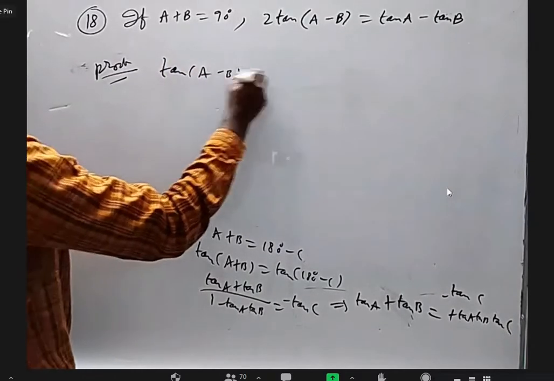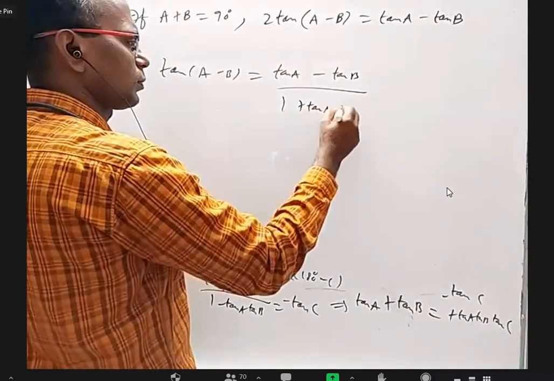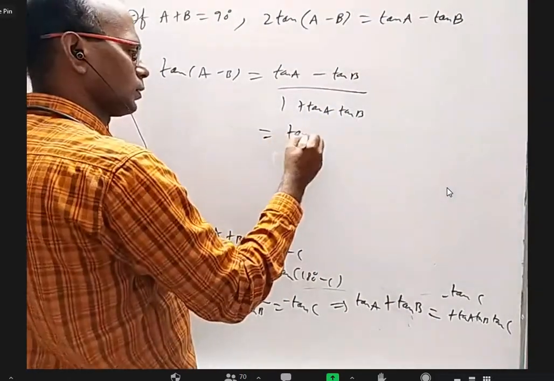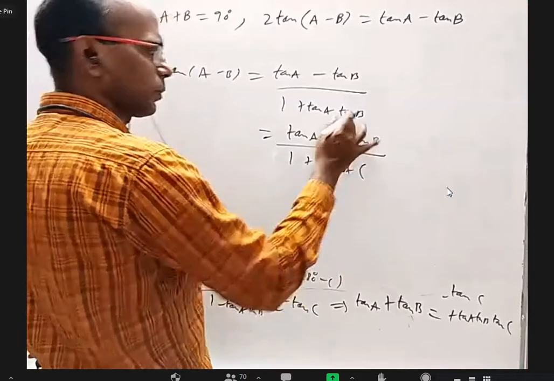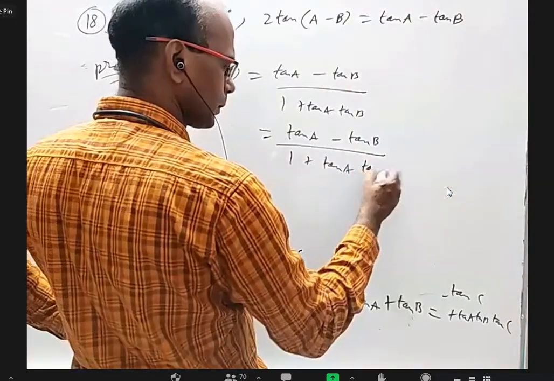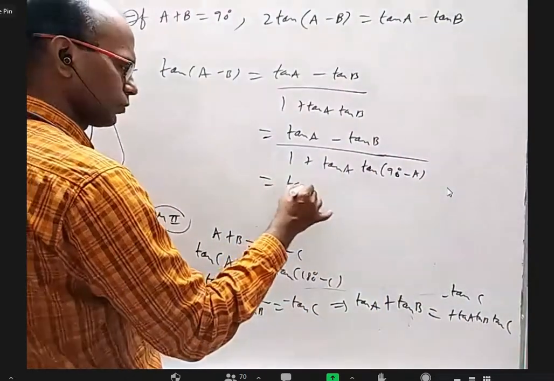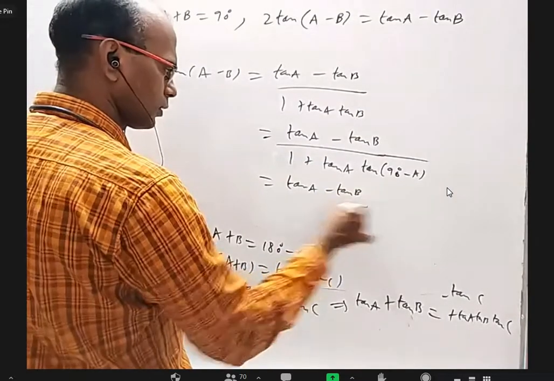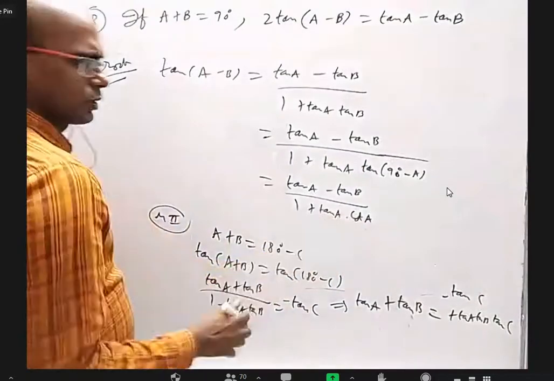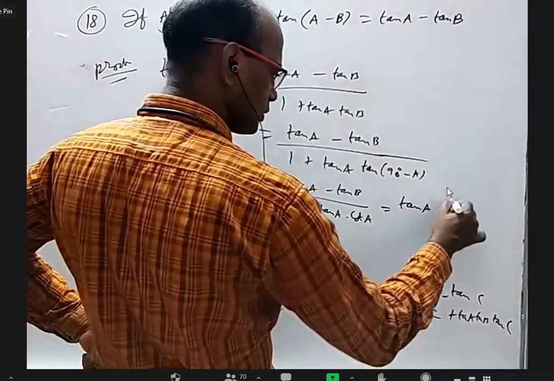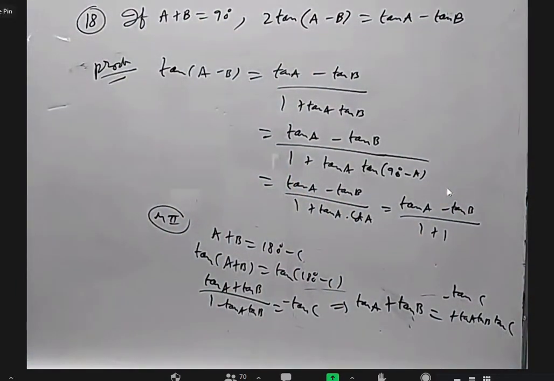Tan A minus B, I can write as tan A minus tan B by 1 plus tan A into tan B. In the place of B, I can write 90 minus C. Tan 90 minus C is cot A. So we will get tan A minus tan B by 1 plus tan A into cot A. Tan A into cot A is 1. So we will get tan A minus tan B by 1 plus 1. 1 plus 1 is 2. Bring the 2 here, we get it.